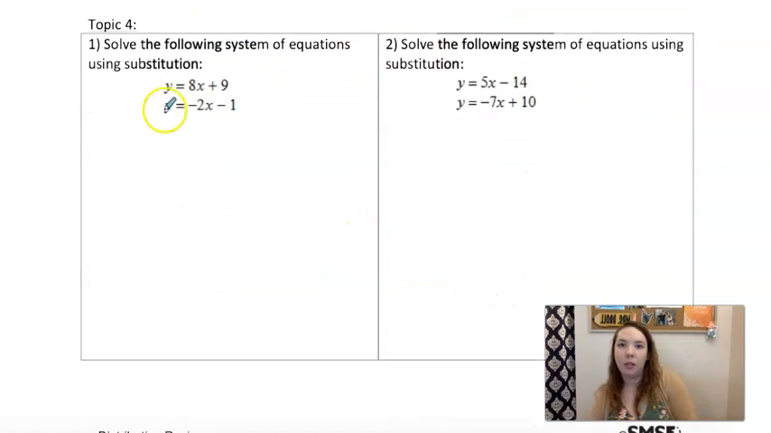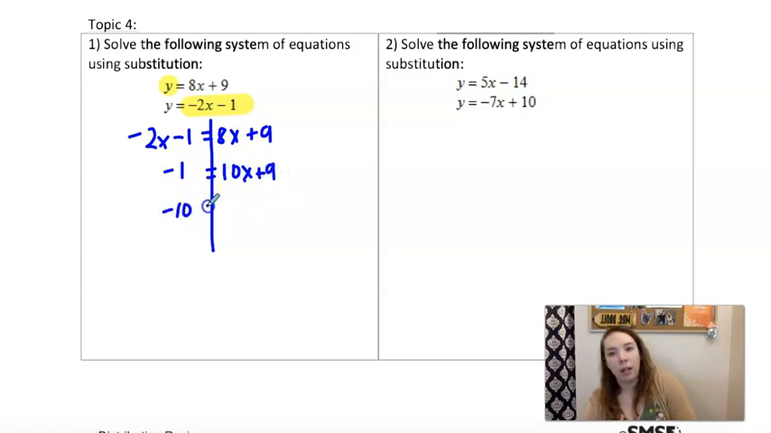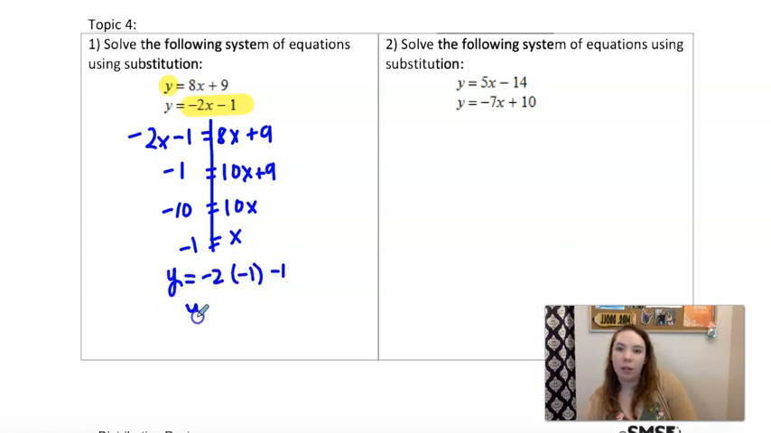All right, still substitution, but they're both equal to y, so really they are equal to each other. So you'll just have negative 2x minus 1 equals 8x plus 9. So if I add 2x to both sides, I'll get 10x over here. Subtract 9 will give me negative 10. And divide by 10 will give me negative 1. And then I can plug it back in for x in either equation to get my y. So in this case, y is 1.